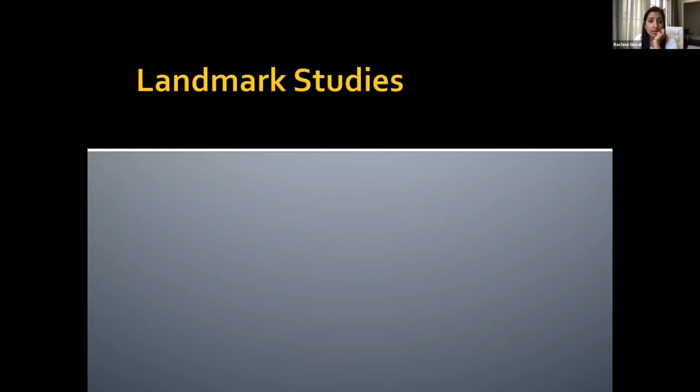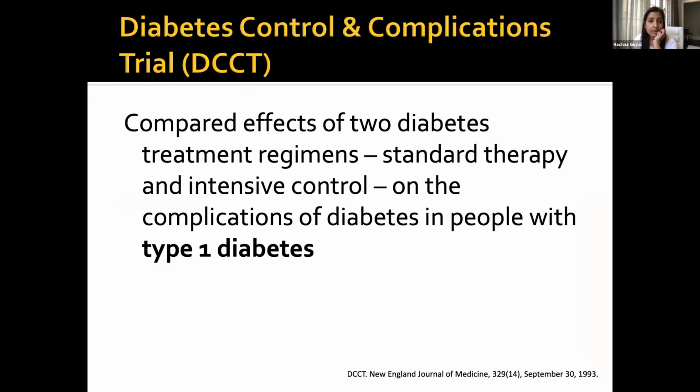So let's talk a little bit about some landmark studies. This is the Diabetes Control and Complications Trial, also known as the DCCT trial. And this was basically an NIH-funded trial. It was done from 1983 to 1993. And it's probably one of the largest, most comprehensive studies that's ever been done, honestly, for diabetics. What they did is they looked at the effects of 2 treatment regimens, standard therapy and then intensive control therapy, on complications of diabetes in people that have type 1. So this was only a type 1 study.